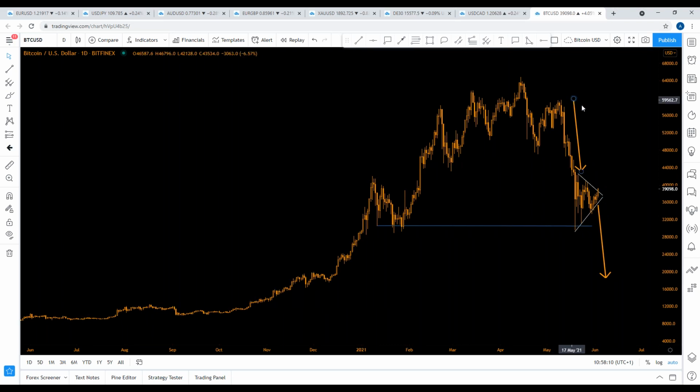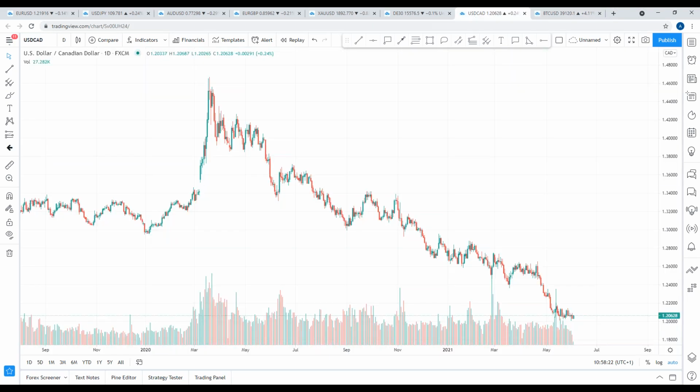Also, just to point this out, we have a potential bearish pennant forming, but it's breaking to the upside, so this might be validated sometime today if Bitcoin continues to attempt to recover. Now, I don't see any response for the dollar CAD, so I'm going to leave that there.